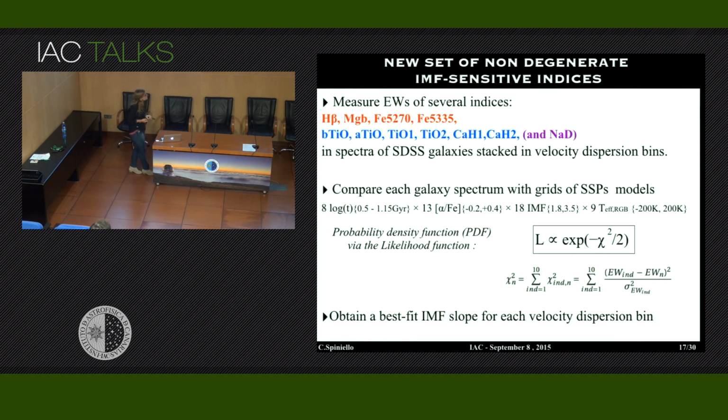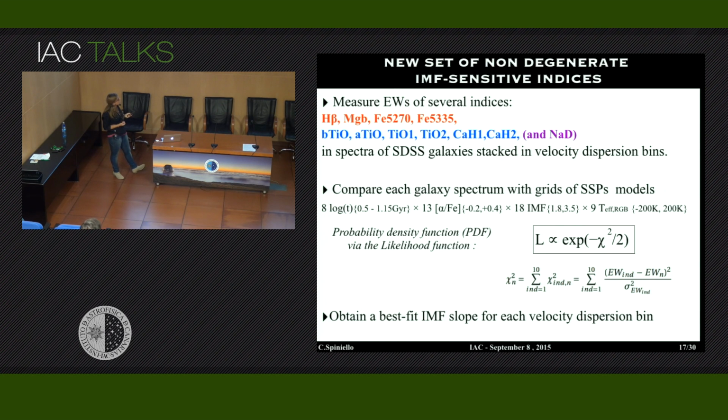That's exactly what we did. We use a very, very simple approach. We measure several indices in the galaxy and in the simple stellar population models, and we compare each galaxy spectrum with grids of SSP models, making the grid as wide as possible.